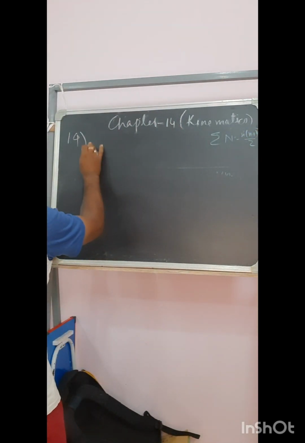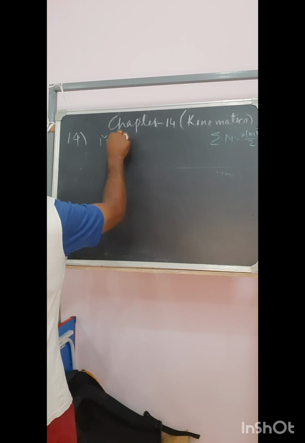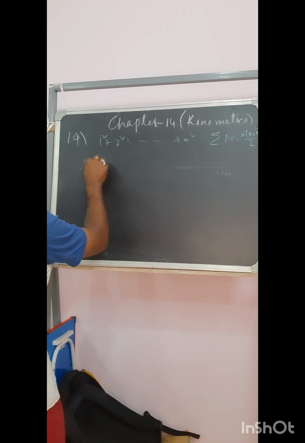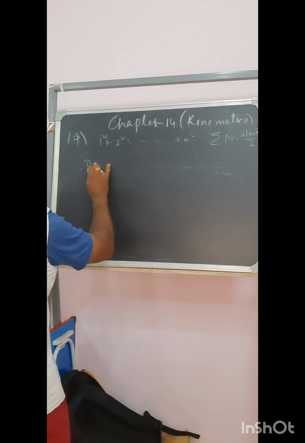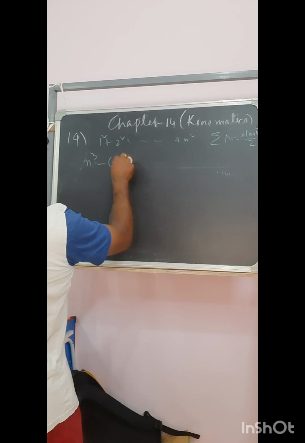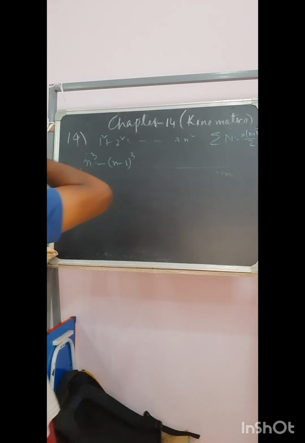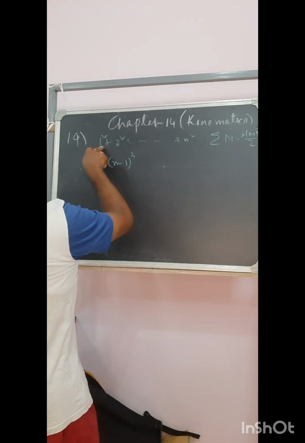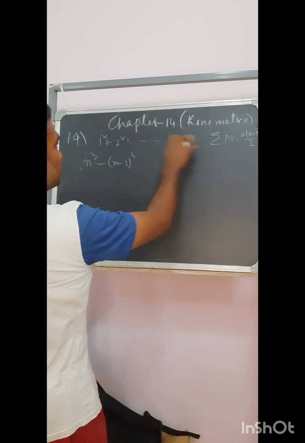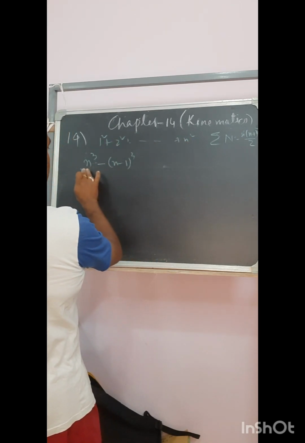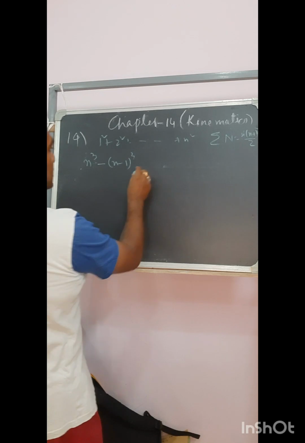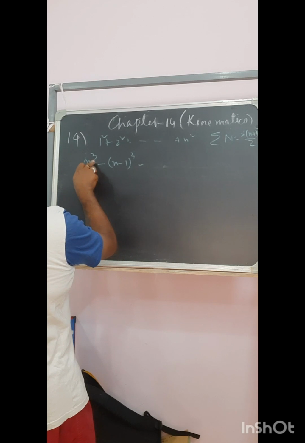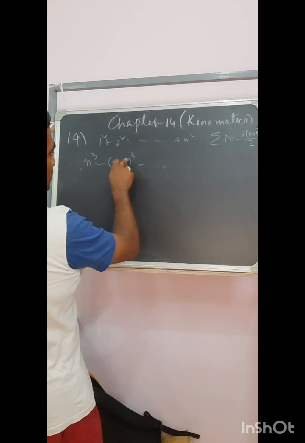So now for 1 square plus 2 square plus dot dot dot n square, for that I will start with n cube minus n minus 1 cube. This is the standard derivation process. Whenever you have to calculate the sum of some power of the natural series, then the next power like that I have to start. So if it is 1 cube, 2 cube, then I have to start with n to the power 4 minus n minus 1 all to the power 4.